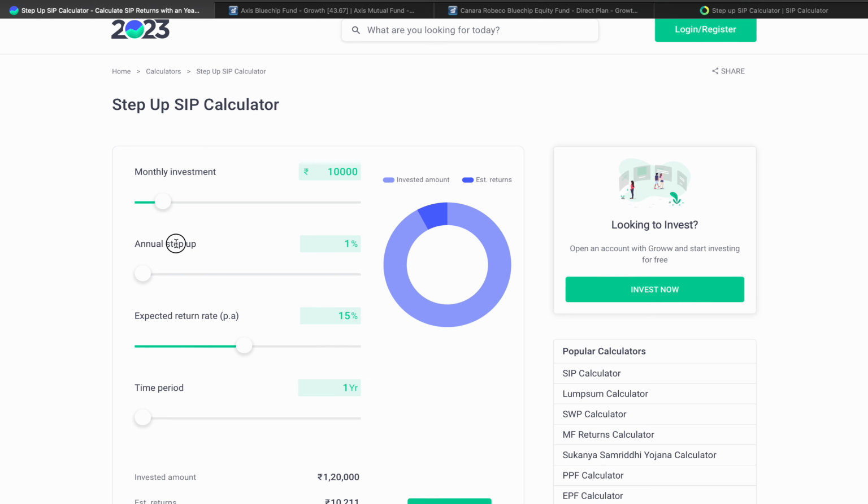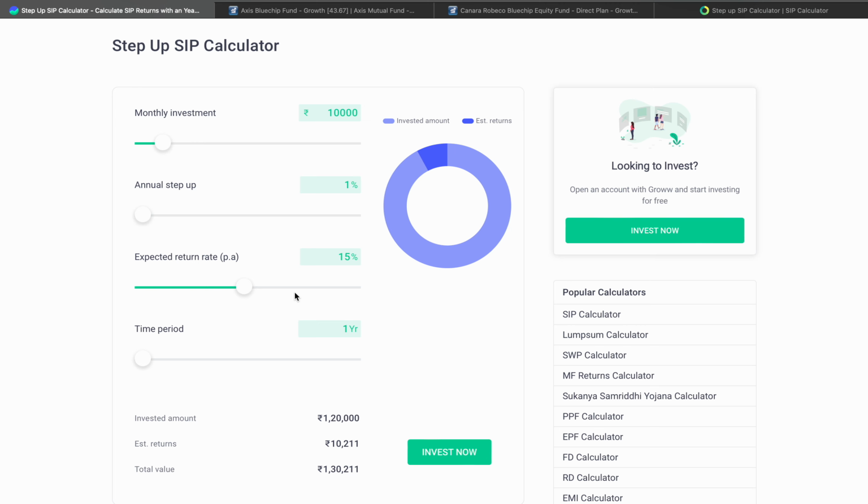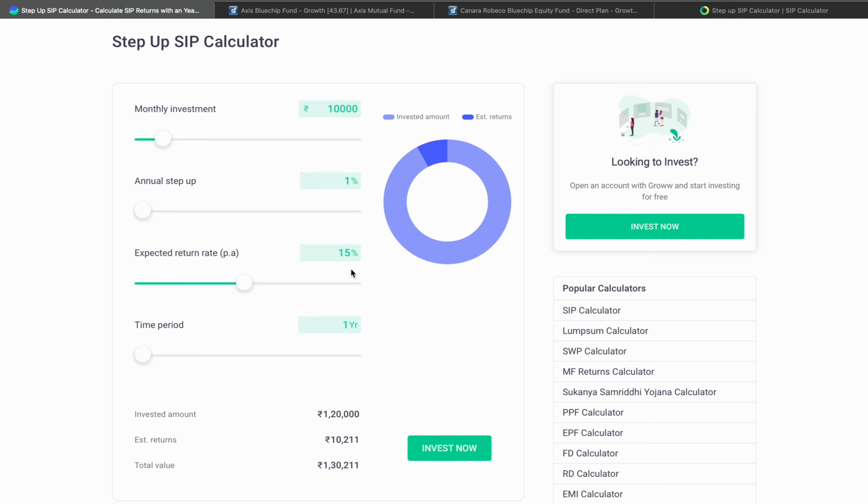Annual step up or top up, we will come back to this as we progress. And the expected rate of return we are considering is 15%. So why 15%? One particular mutual fund might perform better one year, and the very next year it might not perform as well. So let's consider a mutual fund is giving a return of 18% this year, and next year it might give a return of 12%. So in all, approximately I'm considering it to be 15%.